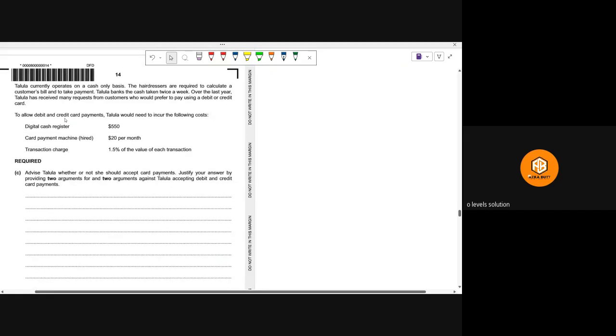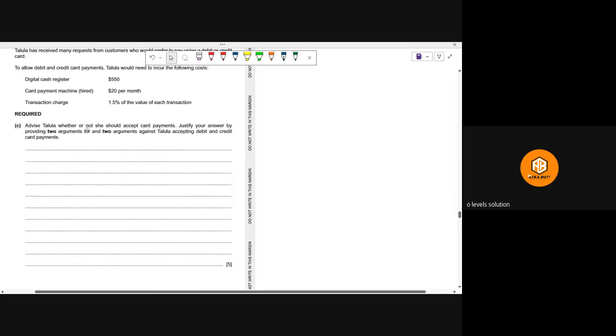The next part is again related to that. Talula currently operates on a cash only basis, and the hairdressers calculate a customer's bill and take payment. Talula banks the cash twice a week. Over the last year, she has received many requests from customers who would prefer to pay using debit or credit cards. To allow card payments, she would need to incur the following costs. First, a digital cash register for 550. Then the card machine at $20 per month, and a transaction charge of 1.5% of the value of each transaction.